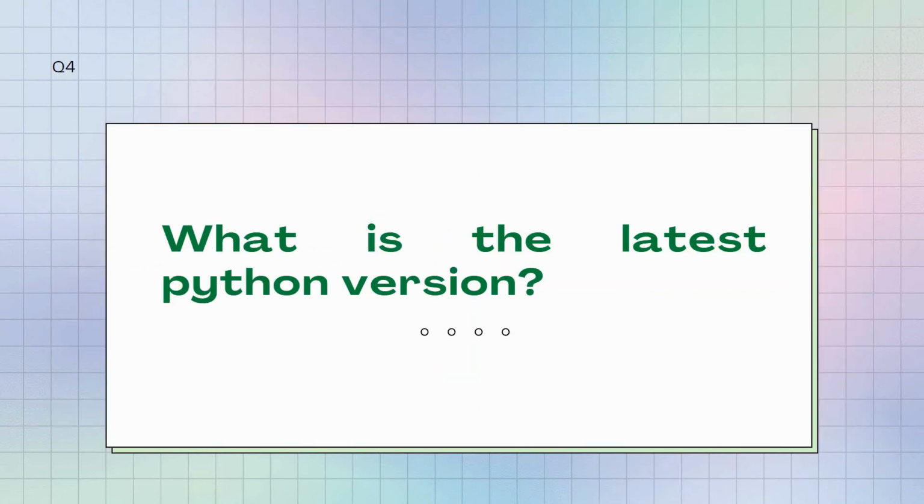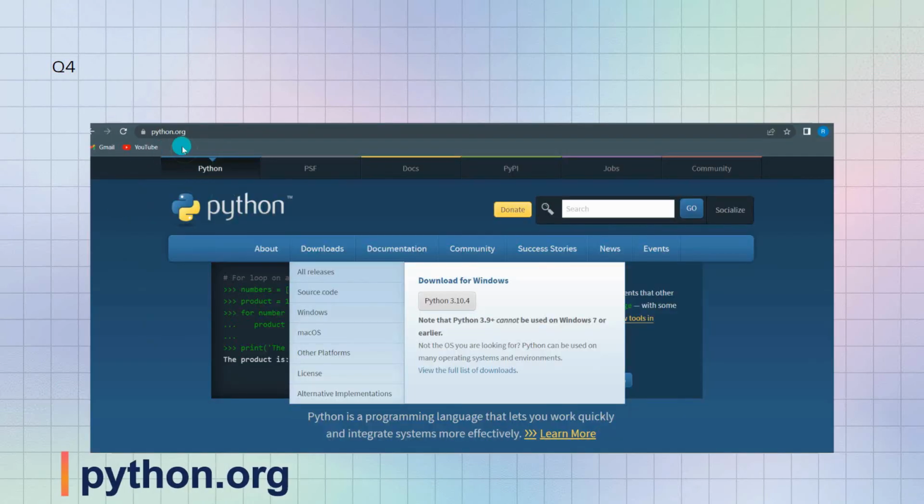Coming to question number 4. What is the latest version of Python? Here I am on the official website of Python, that is python.org. If I observe there, at the time of this video creation, the latest version of Python is 3.10.4.